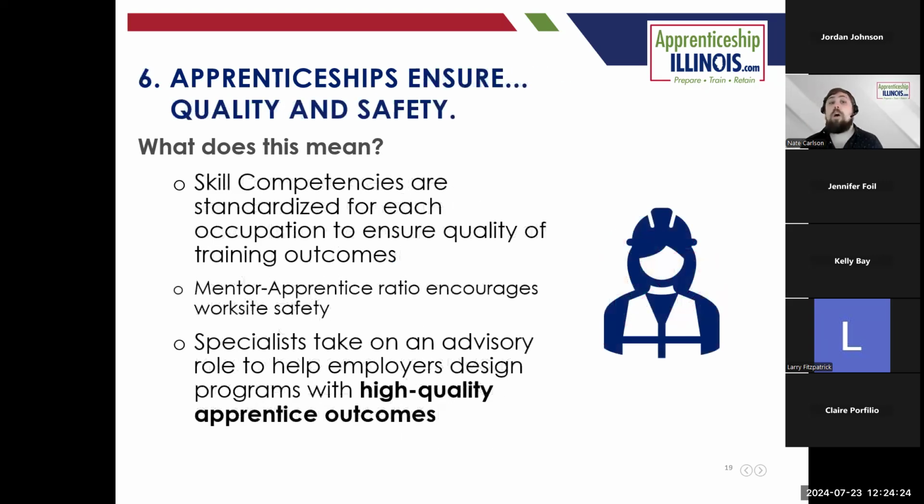Apprenticeships ensure quality and safety. So we've heard competencies a few times throughout the day already. And so those skill competencies are standardized for each occupation to ensure the quality of training outcomes. Now we can have some flexibility in customizing the competencies for the roles, but generally speaking, you want to make sure that if the role says they're an industrial maintenance tech, that you haven't completely taken out all of the competencies that ensure to other employers they know how to do that role.